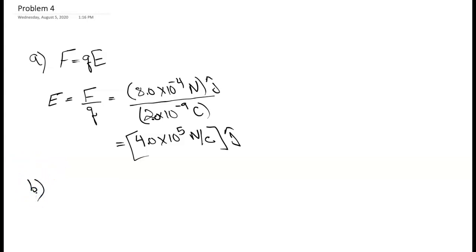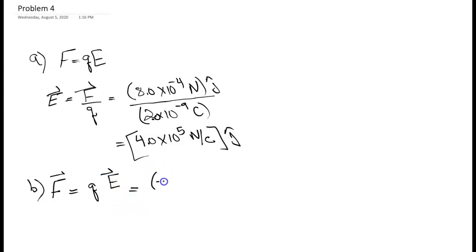For part B, we're told now there's a force on a negative 4 nanocoulomb charge instead, based on this electric field. What is the force due to this electric field on a different charge? So we can say that the force in this case, I should have put vector notation, so part A is Q times the electric field at that location.